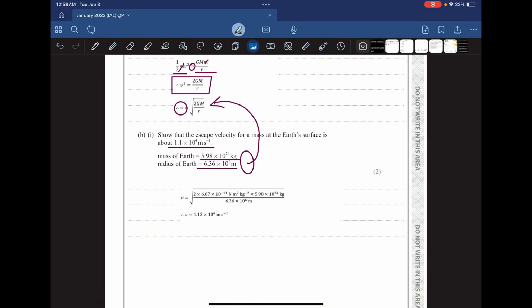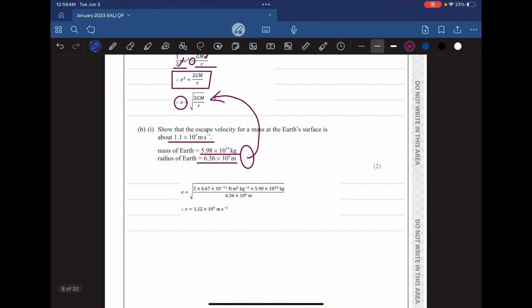This is how we will do the math. 2 into GM, so we know this G is a constant, 6.67 × 10^-11, and this mass is the mass of the Earth, which is 5.9 × 10^24, and this radius is given right here. This is how we have calculated the escape velocity that they have asked us to calculate, and easy peasy, lemon squeezy, 2 marks.